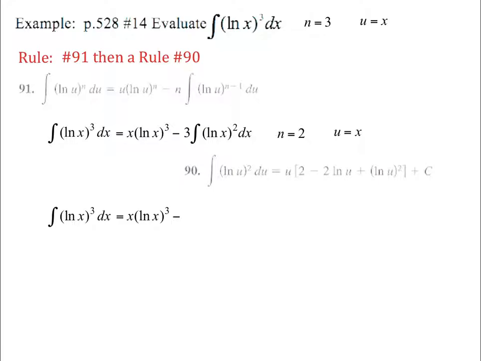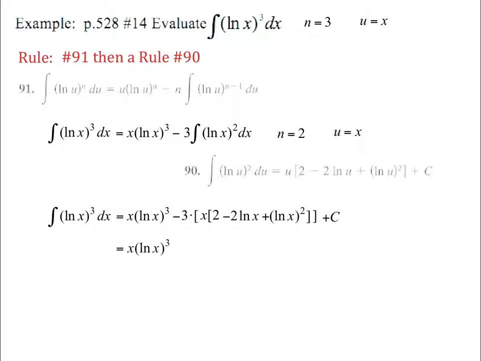and then we're going to stick in an n value of 2 and a u value of x. So we're going to have 3 times, because of the 3 up here, this expression in the brackets. So u is x, and then we have a 2, and then a minus 2 ln x, and then a plus ln x squared, and then our plus c. So that's the answer for this question.